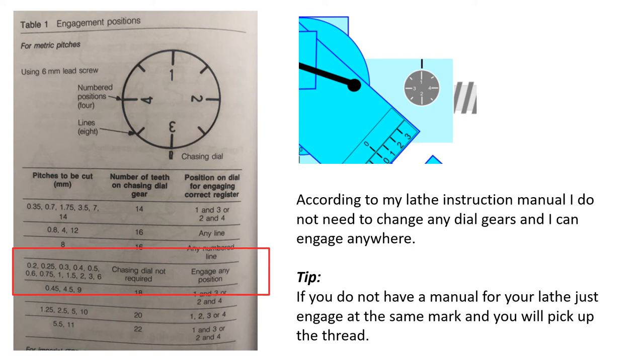According to my lathe manual, when cutting a 2mm pitch thread, I can engage my screw cutting lever anywhere, and I don't have to change any chasing gears. A handy tip though, if you engage the lead screw lever at the same spot every time, you don't have to worry about calculations or setting up. Obviously, this is for single start threads only. Multi-start, you've got no choice. You have to set up the chasing dial.